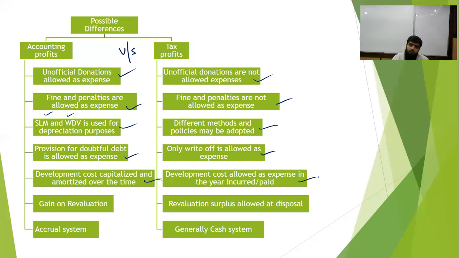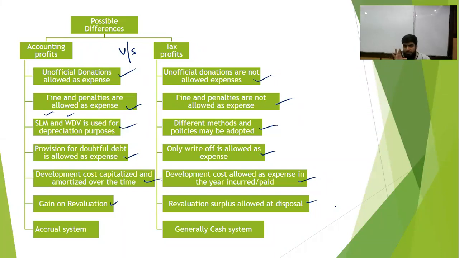Another difference that might arise is a gain on revaluation as per IAS 16. You have revalued the property and recorded a gain on revaluation in your OCI, but the tax department says they will not recognize it because it is an unrealized gain. You have not yet realized that gain. You will realize it once you dispose of the asset. So tax laws will give recognition only once the asset is disposed of and the gain is realized. So there might be a timing difference between the taxable and the accounting profit for this adjustment. And last, there is the accrual system.